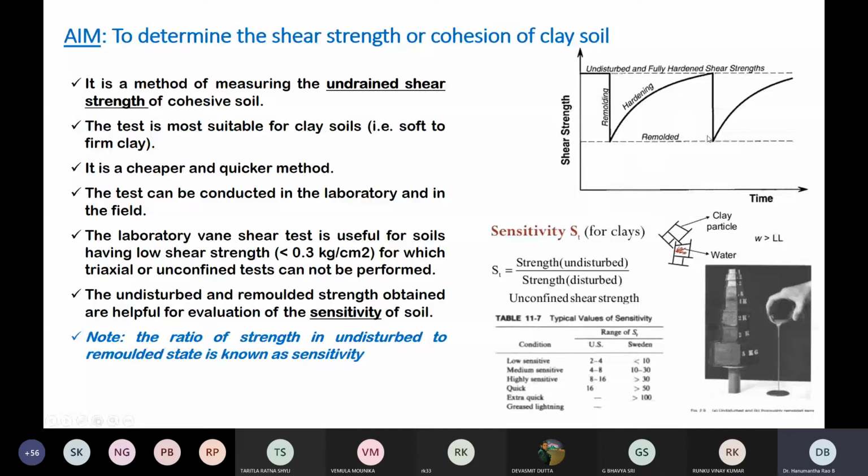So if you take the ratio of this value divided by this value, that is how we define the sensitivity of an undisturbed soil. How are we defining disturbed? When we say the soil is disturbed, just pulverize it. Pulverizing.